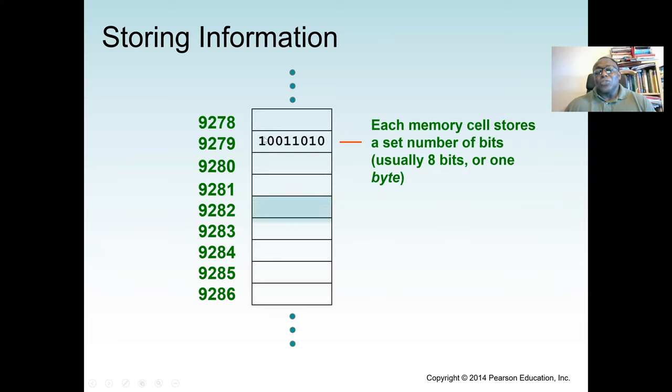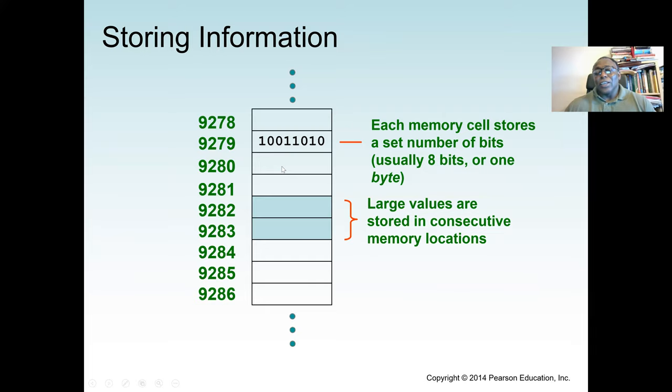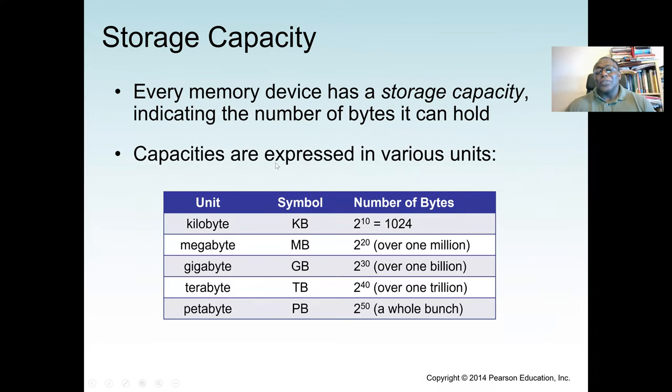So this is an example of storing information, and we can see that the data is stored in binary. For storage capacity, we also have units. Kilobyte means 1,000 bytes, then megabyte, million, gigabyte, terabyte, then petabyte.